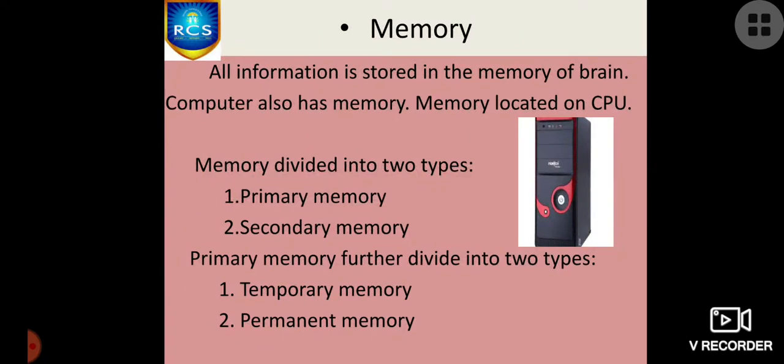Next one is memory. All information is stored in the memory of the brain. Computer also has memory. Memory is located in the CPU. Memory is divided into two types, primary memory and secondary memory. Primary memory is further divided into two types, temporary memory and permanent memory.